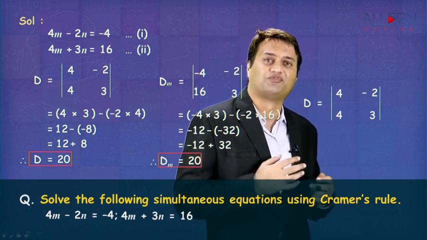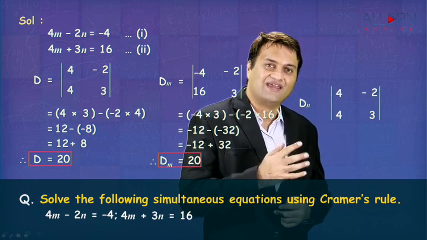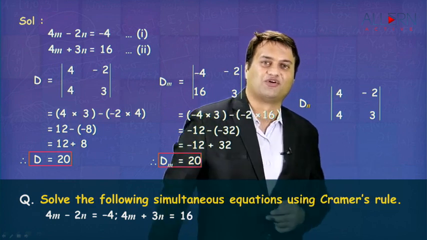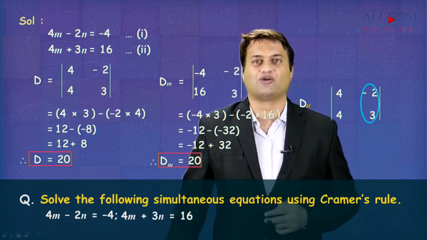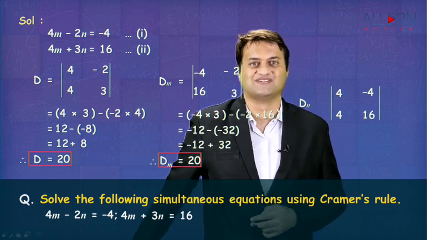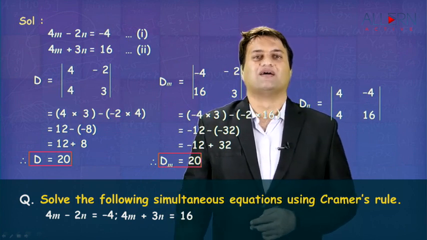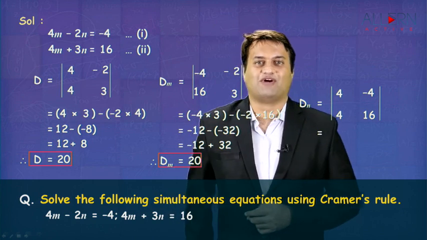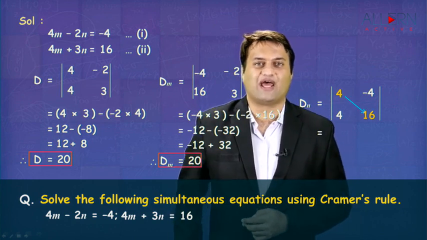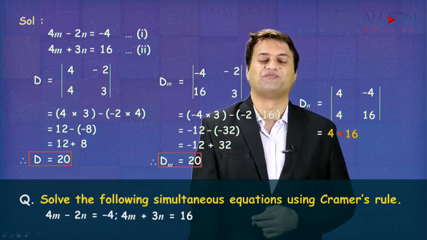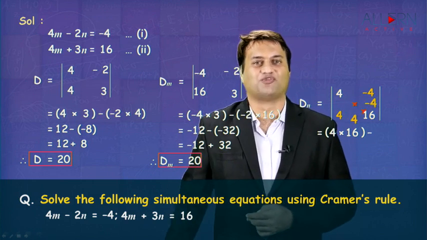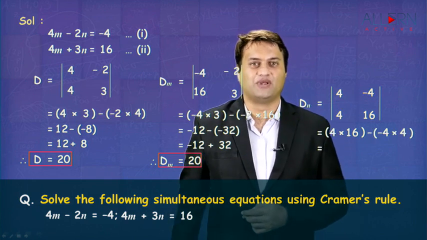Now it's time for us to find Dn. For Dn, we need to delete the coefficients of n, that is, we need to delete the second column and replace it by the constants. Let's do it. Let's cross multiply and find the value of Dn. What we get in the first bracket is 4 into 16. Second bracket, minus 4 into 4 with a minus sign in between.